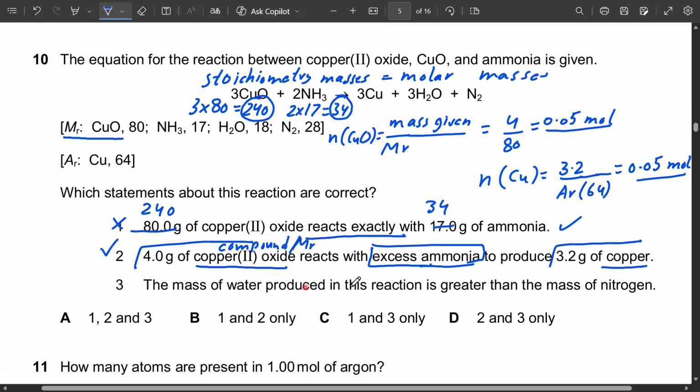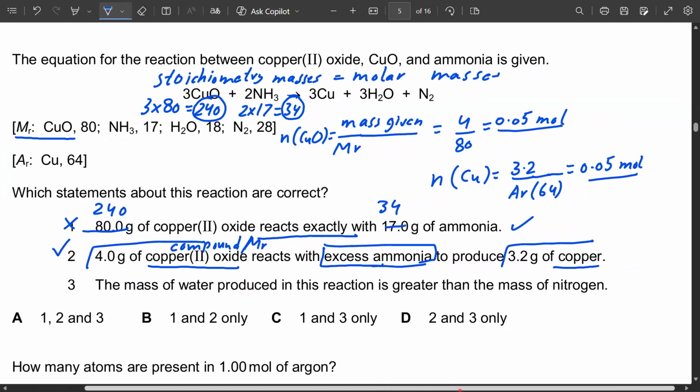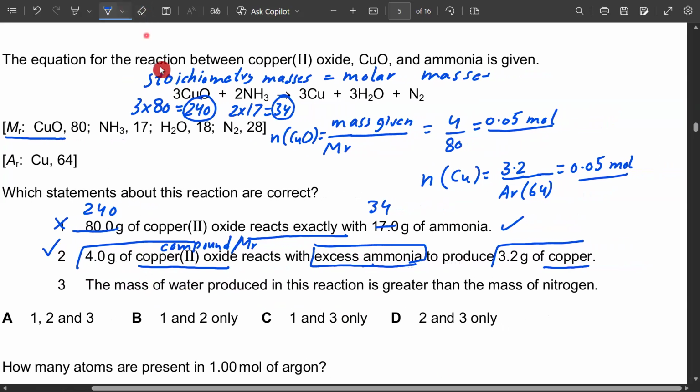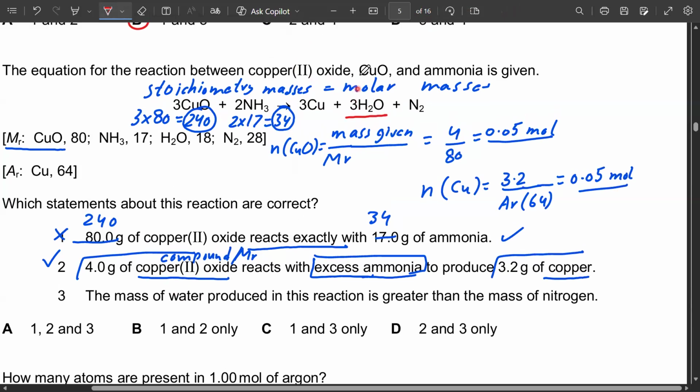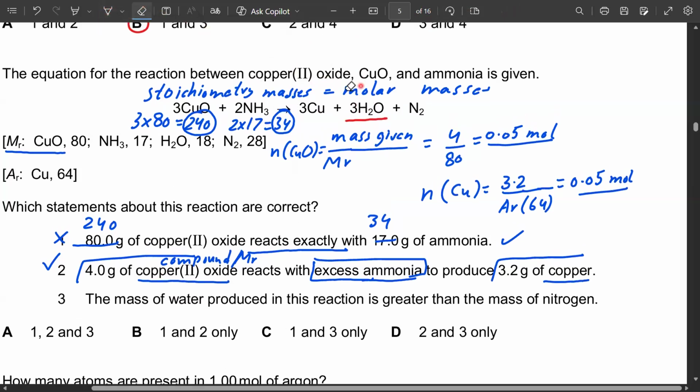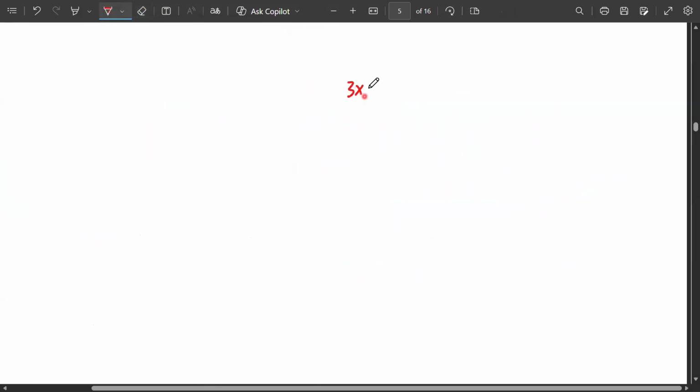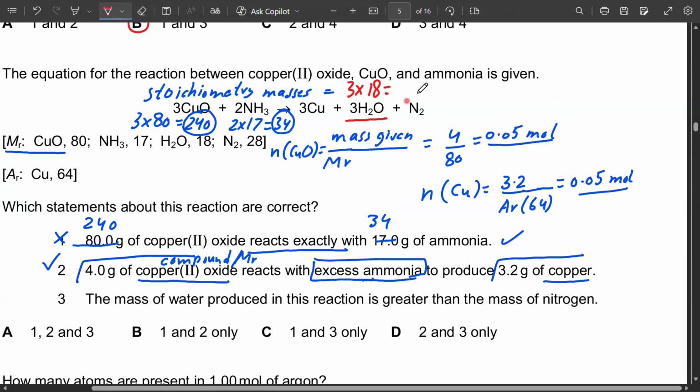Then the third statement: the mass of water produced in this reaction is greater than the mass of the nitrogen. Now let's see this. We have water produced on the product side, about 3 moles. 3 moles of water has been produced. So if we find the mass, it will be 3 times 18. So I have 3 into 18, that is equal to 54.